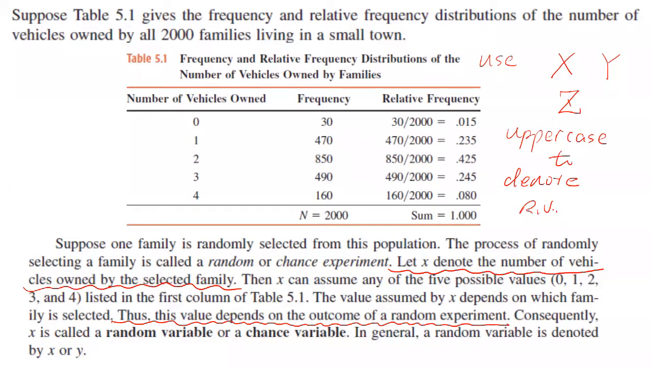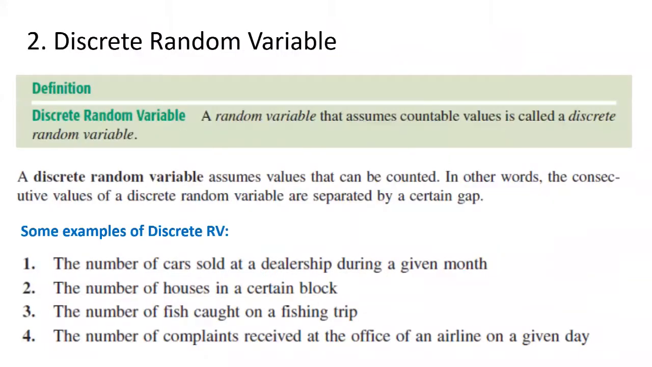Okay, any questions? Do you understand what a random variable is? All right. If you have no questions, we can move on. There are 2 types of random variables. The first type is discrete random variable. Discrete random variable means 离散随机变量 in Chinese.